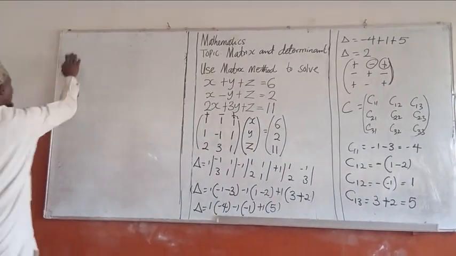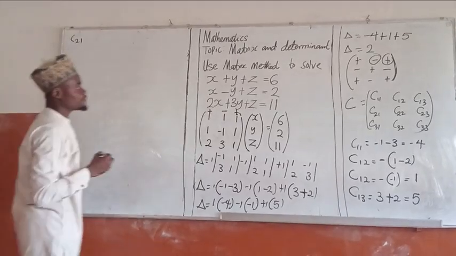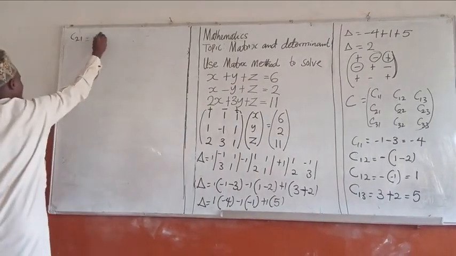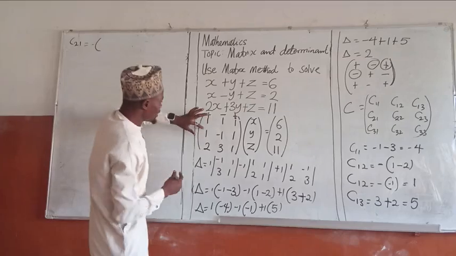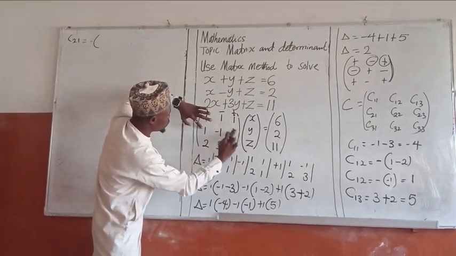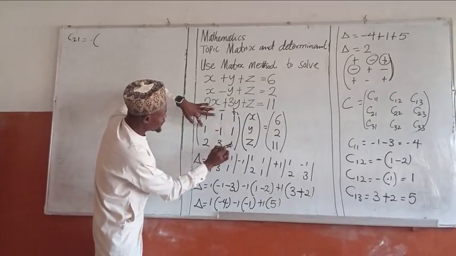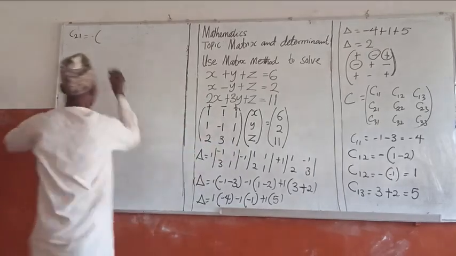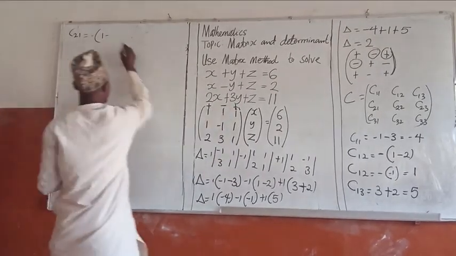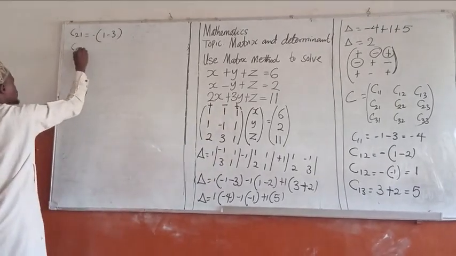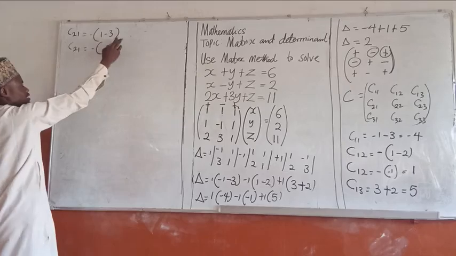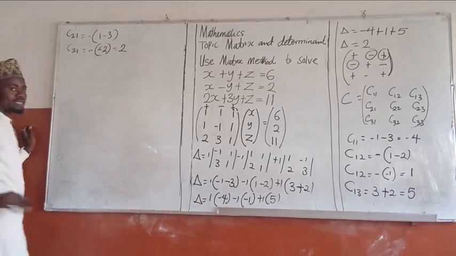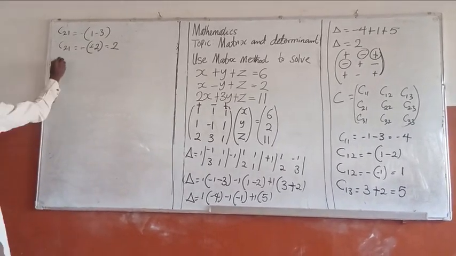Let's go to C21. The conventional sign for C21 is minus. You have to indicate that. Very important. Then we now come back here. This is the position here. Cancel the rows and columns. We have 1, 1, 3, 1. 1 times 1 is 1. Minus 3 times 1 is 3. We have C21 is equal to minus, open bracket, 1 minus 3 is minus 2. Is equal to minus cancel minus we have 2. That is C21.